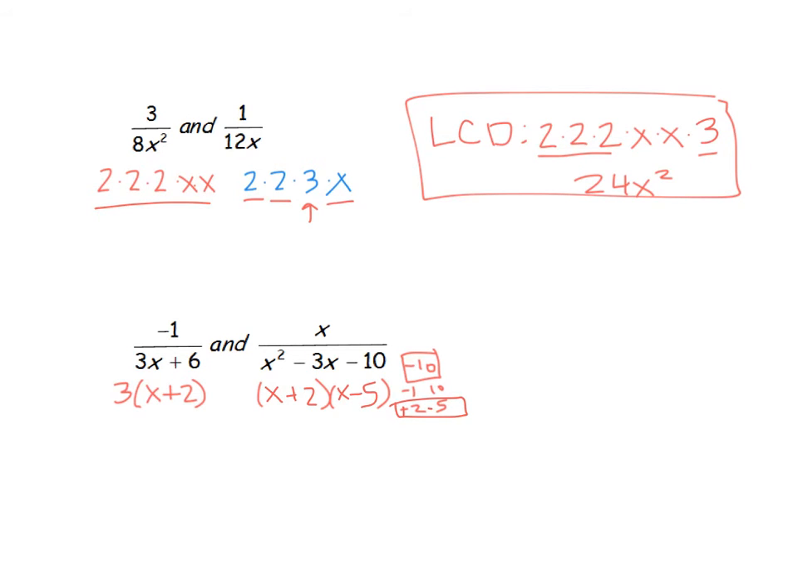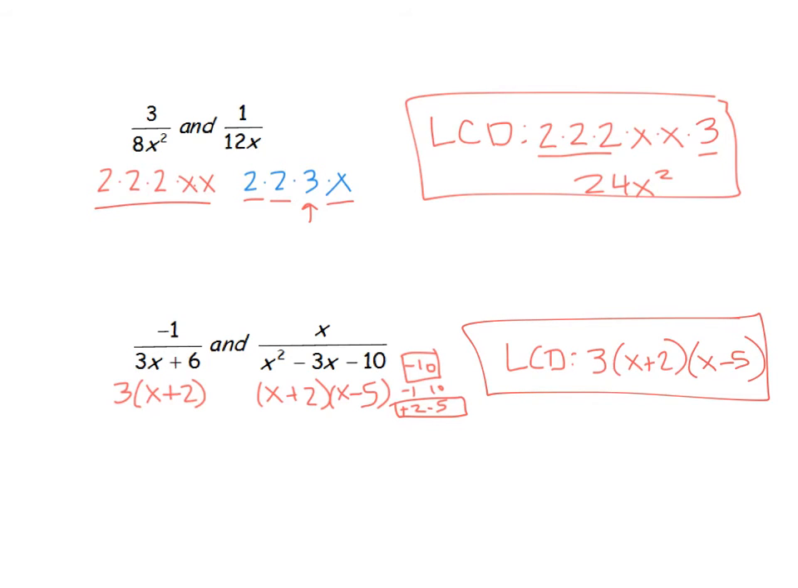All right, now to find our LCD, we are going to list all the factors of the first denominator. And again, that is 3 and x plus 2. Those are factors. And then we're going to include in our LCD any factors from the second denominator that we don't already have. We already have the factor x plus 2, but we do not have the x minus 5 factor, so we have to include that. Here's our LCD, and we're ready to go. In the next lesson we'll learn how we use this LCD.